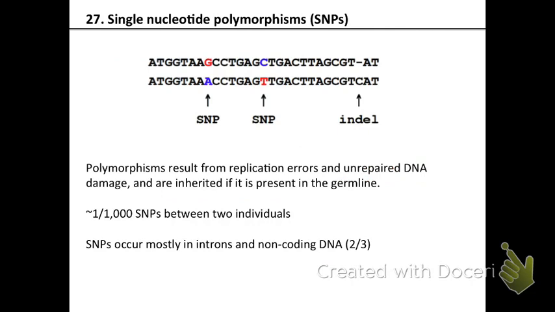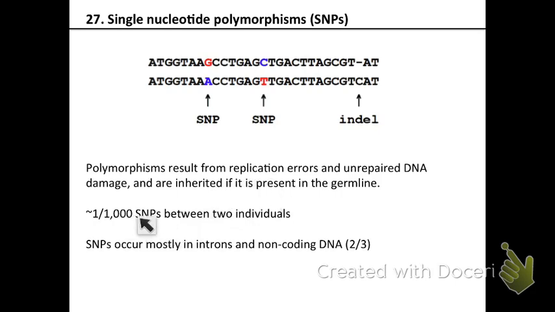The first one is single nucleotide polymorphism, SNPs. You already learned a bit about this. They can be sequence differences. They could be small deletions, like what we call an indel, an insertion or deletion, of just one nucleotide, etc. These result from replication errors and unrepaired DNA damage. And if they are inherited through the germline, they're going to pass to the next generation, right? All these mutations basically create the variation in our genomes.